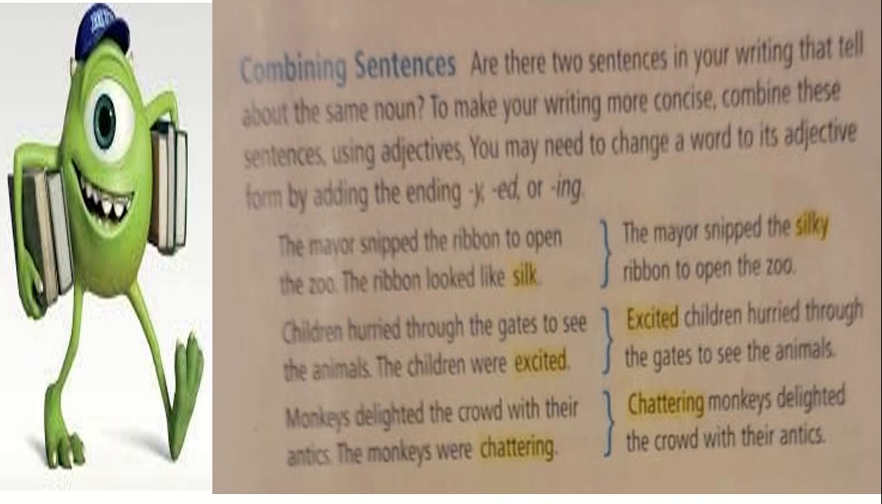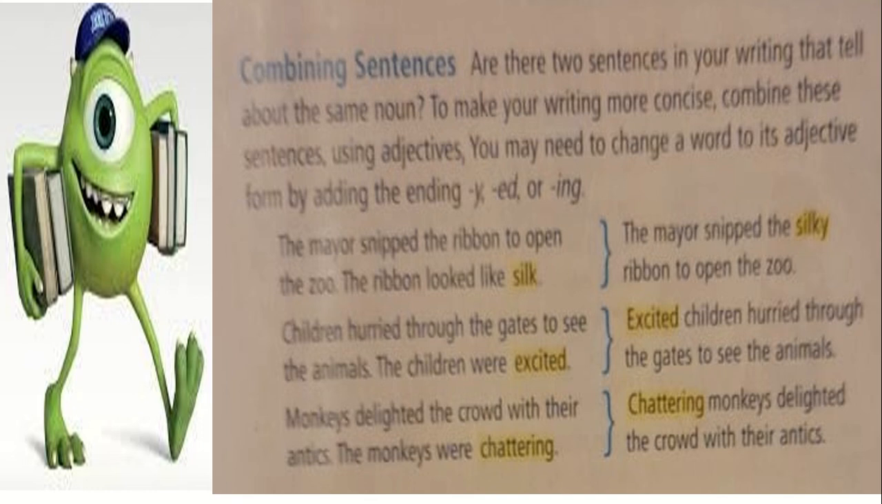Let's go to the second example. Children hurried through the gates to see the animals. The children were excited. Okay, we're talking about children. So we're going to identify the word excited that is after the linking verb, and excited will be used to describe children. So the new sentence will be, excited children hurried through the gates to see the animals.